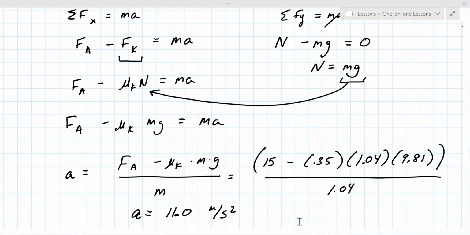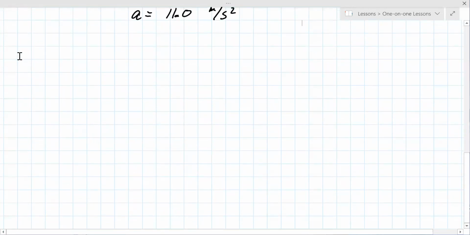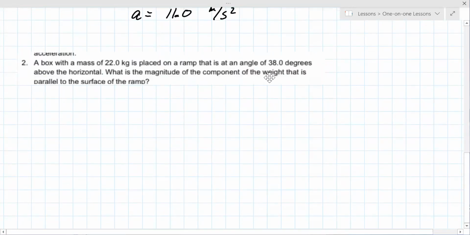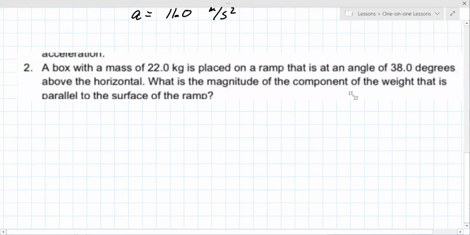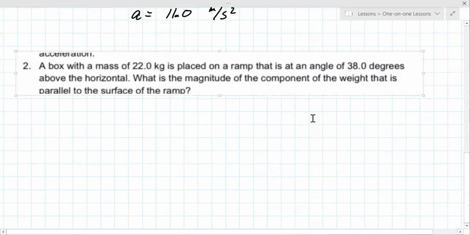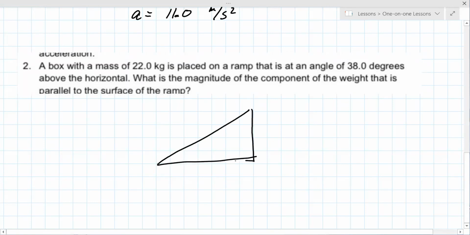So number 2 is more complicated. I hope you got a few practice problems on these before just going straight into this, because you really need to do a few of number 1 before you jump to number 2. Part of this is being able to draw the picture. It's kind of like going back to geometry, and if you can draw the picture correctly, you can do these problems. So there's a ramp. There's a box on the ramp. It's 38 degrees.